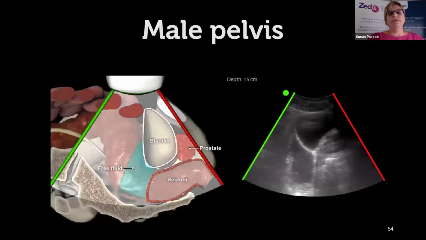Now in the male pelvis, same thing, put your probe on in long, bottom or the heel of the probe butting up against the symphysis pubis, and point your probe directly to the floor. You have the bladder, and the bladder makes it look like an arrow, which is pointing to where your fluid collects through here.